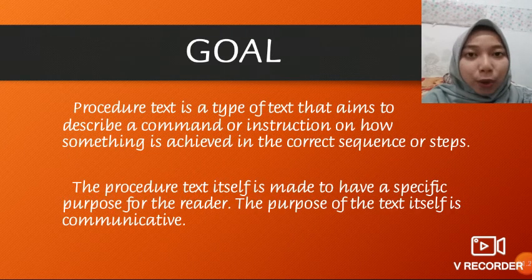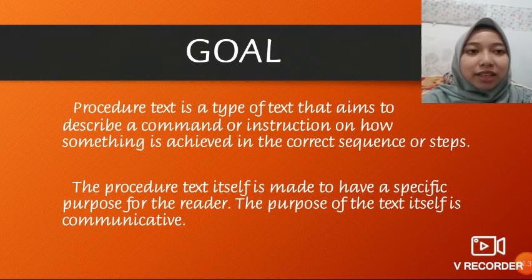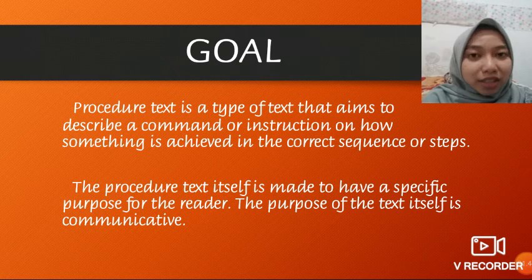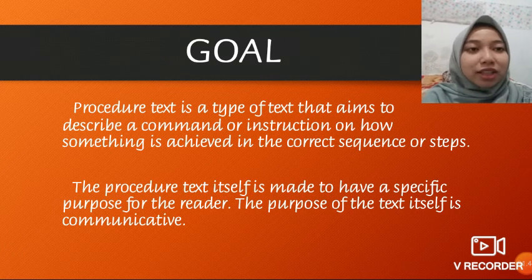Next, the goal. Procedure text is a type of text that aims to describe a command or instructions on how something is achieved in the correct sequence or steps. The procedure text itself is made to have a specific purpose for the reader. The purpose of the text itself is communicative. So the aim of procedure text is to give the reader information about the correct sequence or steps. Okay?